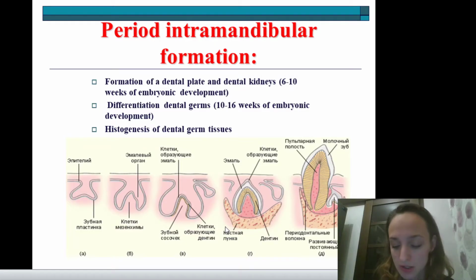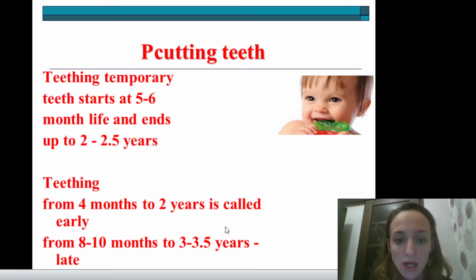Differentiation of dental germs and histogenesis of dental germ tissues. Teething of temporary teeth starts at 5 to 6 months of life and ends at 2.5 years. Teething from 4 months to 2 years is called early, and teething from 8 to 10 months to 3 and 3.5 years is called late.